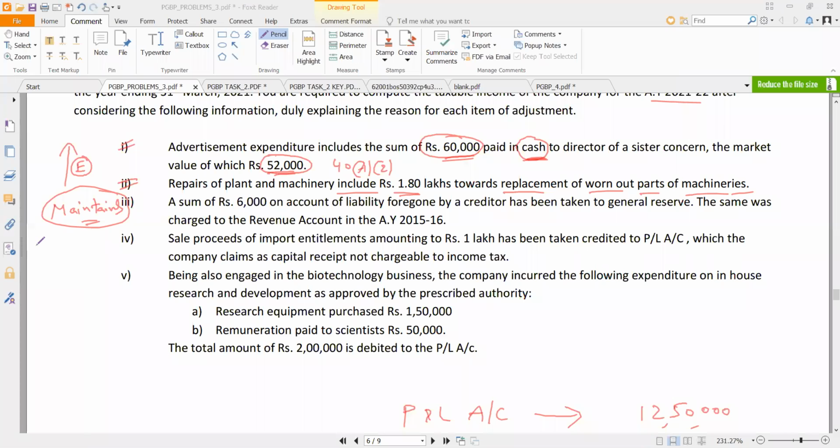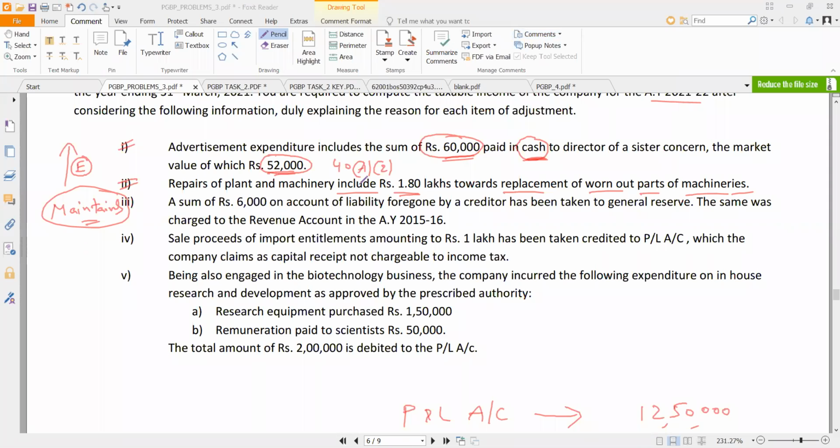This one, repairs of plant and machinery, which are towards the replacement of the worn out parts of machineries. Once some of the parts of the machineries are worn out, in the sense became old, now they will not work anymore if they are continued to be used. Now what is happening? The company is replacing them. So is it going to enhance the value of the machinery? No, nothing. It is not adding any extra parts to the machinery. Existing parts are only just getting replaced.